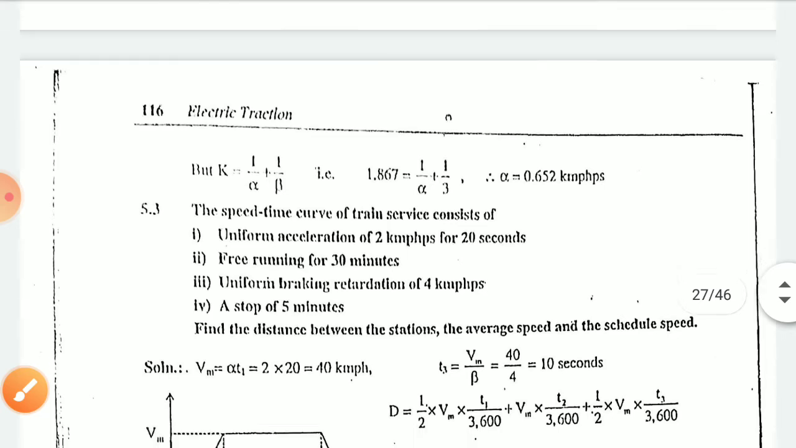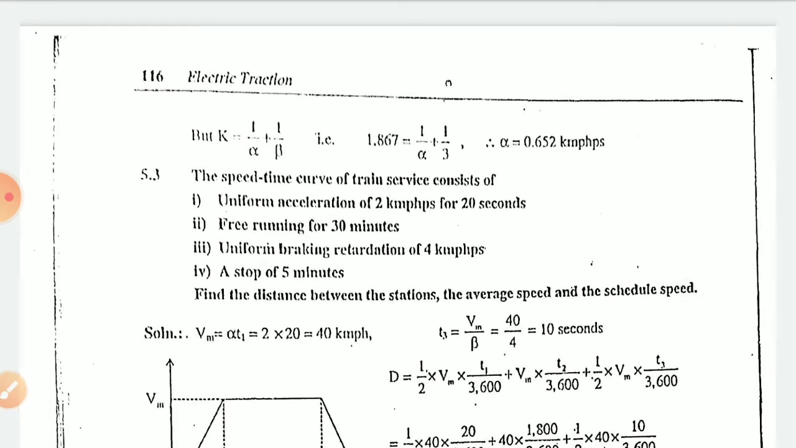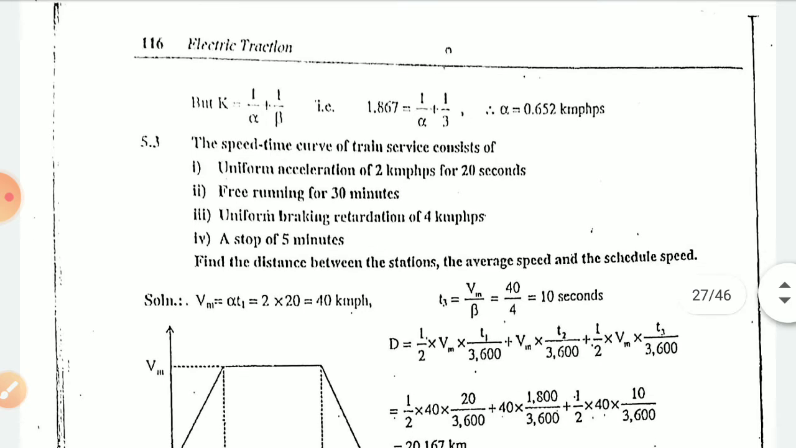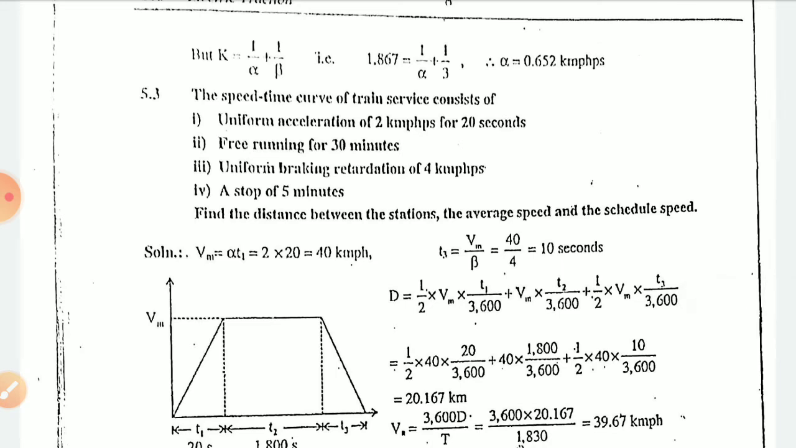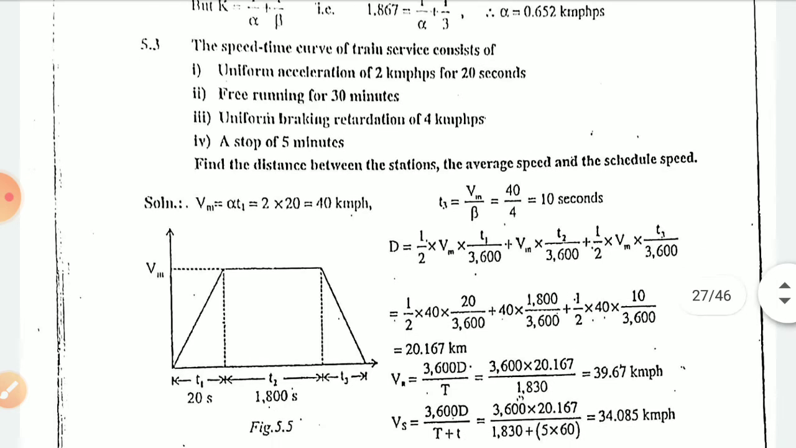Okay, the third problem: the speed time curve of a train service consists of uniform acceleration of 2 kilometers per hour per second for 20 seconds, free running of 30 minutes, uniform braking retardation of 4 kilometers per hour per second, and a stop of 5 minutes. Find the distance between the stations D, the average speed Va, and the scheduled speed Vs. All this you have to find out.